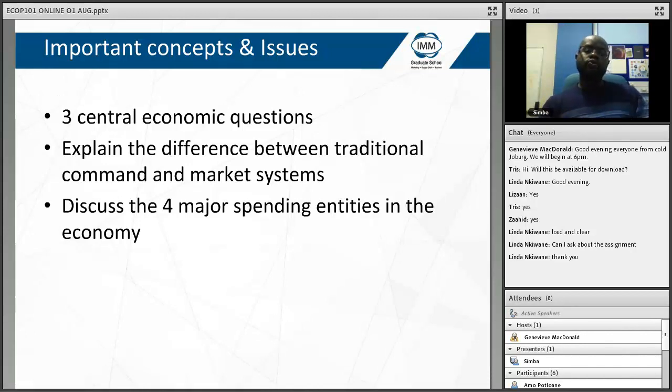When you look at this one, that is the most common one in most countries because there is private ownership, as in market systems, but there's also government owning some of the resources. Like for example, in South Africa, we have parastatals that are owned or controlled by the government. At the same time, we also have private businesses that are privately owned.